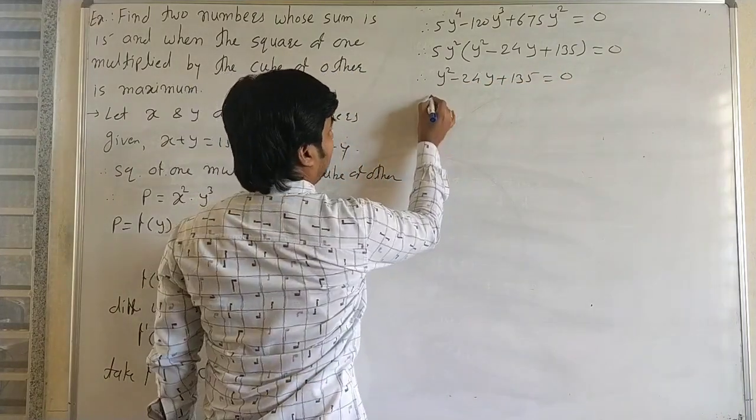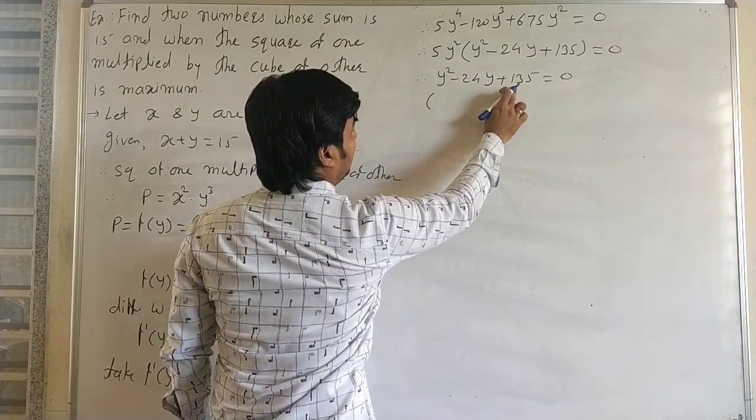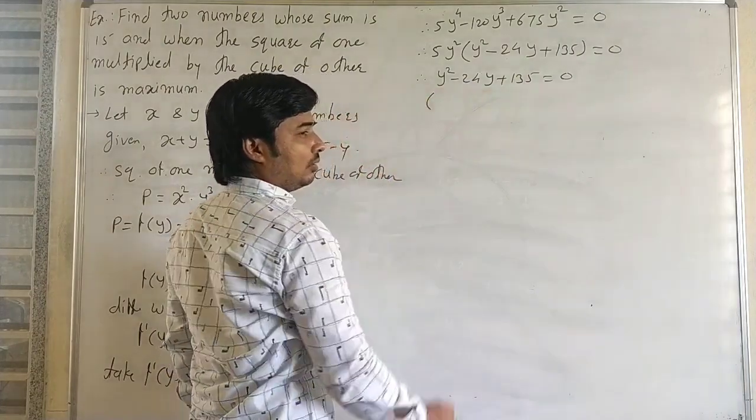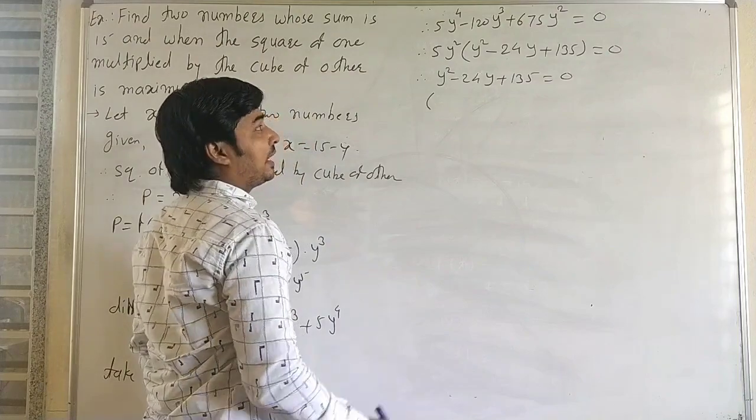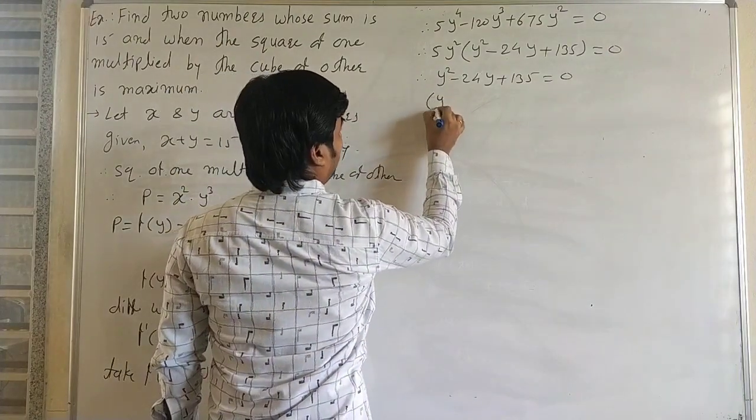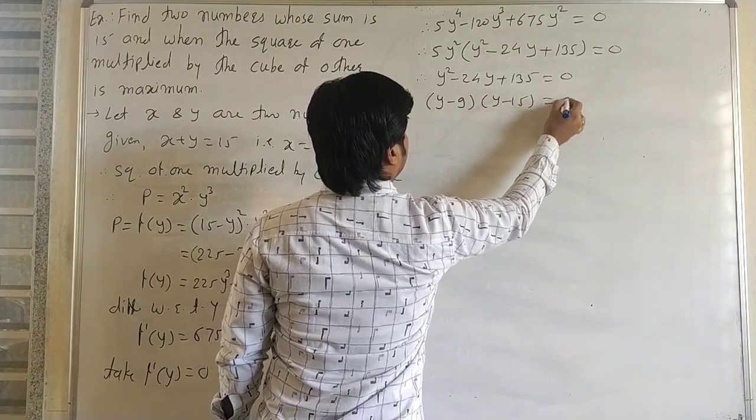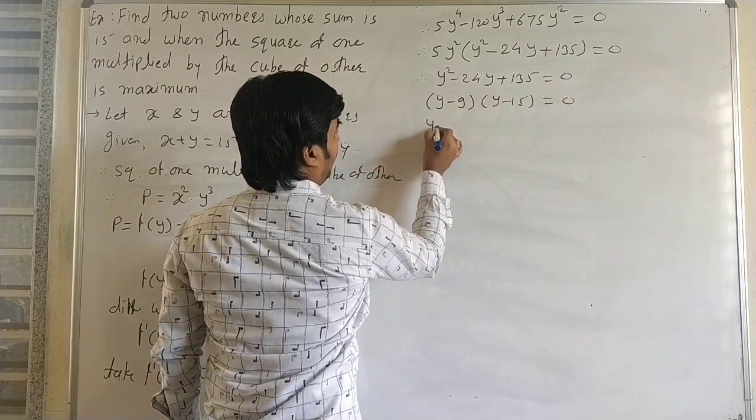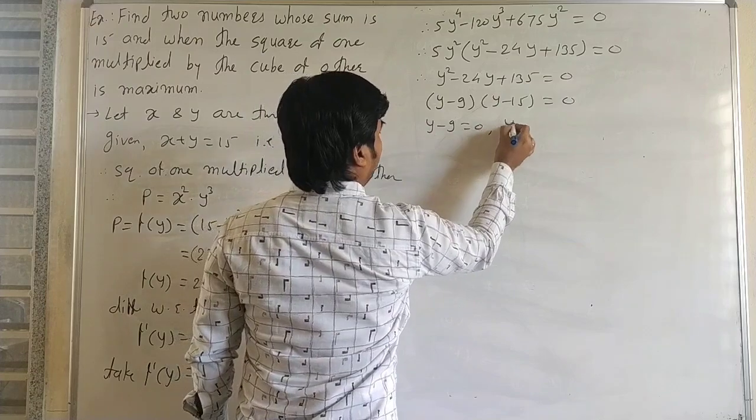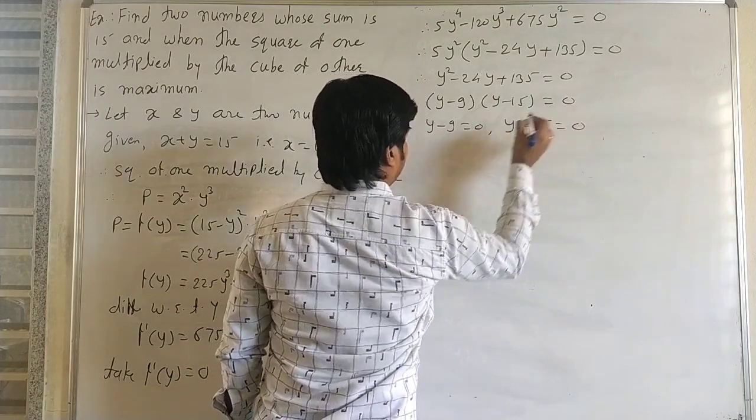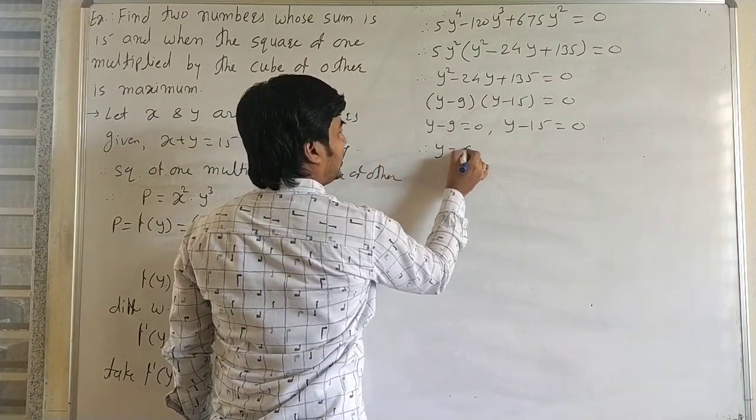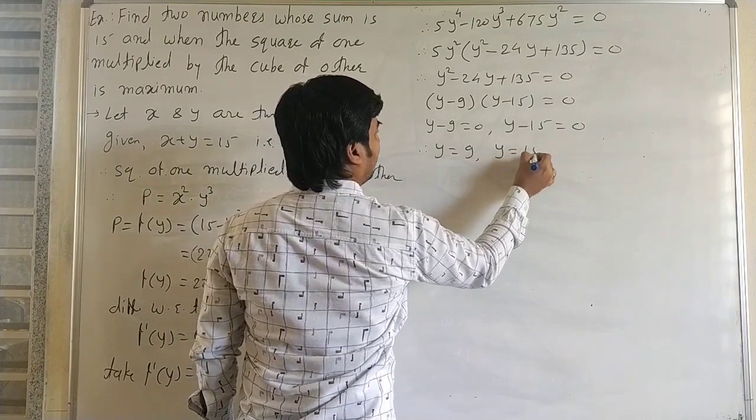Okay. Now take the factors. 135 multiplication, addition, it is minus 24: minus 15, minus 9. Therefore, y minus 9 and y minus 15 is equal to 0. Therefore, y minus 9 equal to 0 and y minus 15 equal to 0. Therefore, y is equal to 9 and y is equal to 15.